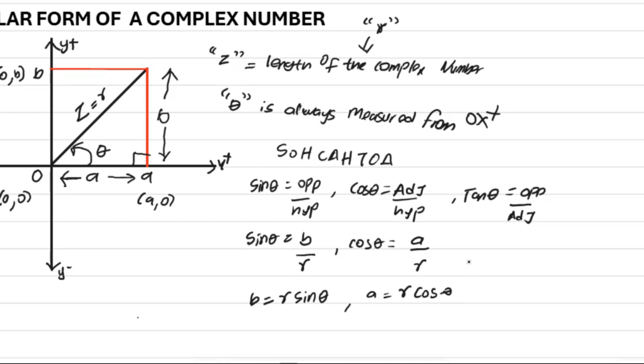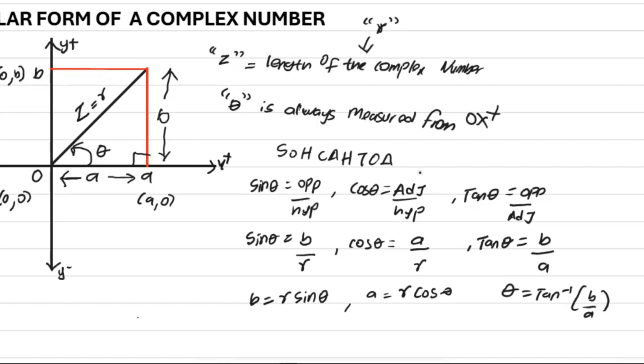Now for the last one, tan theta is going to give us, our opposite is b. Our adjacent is a. So our tan theta is equal to b over a. That is, our theta will give us arc tan b over a.